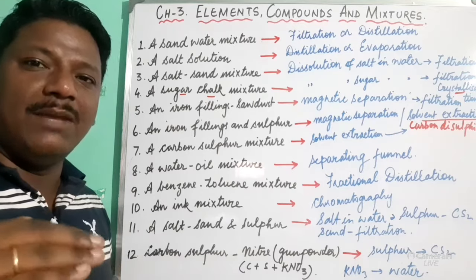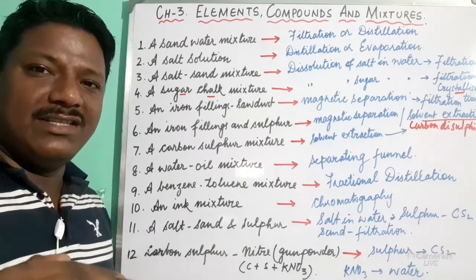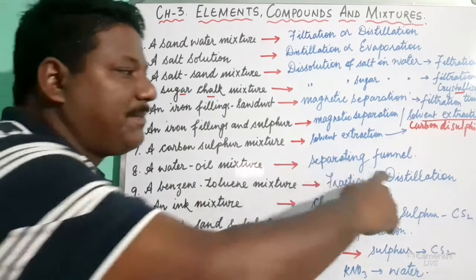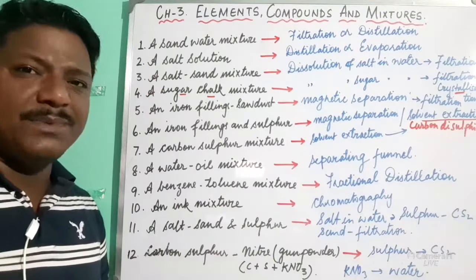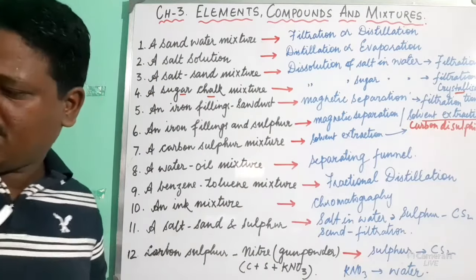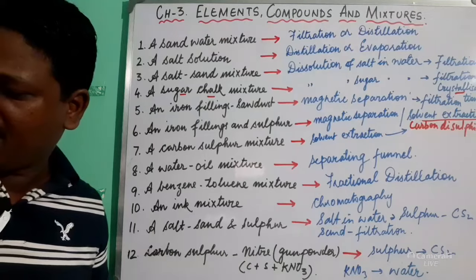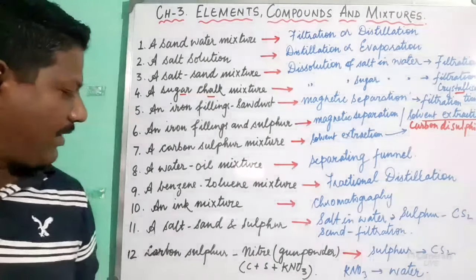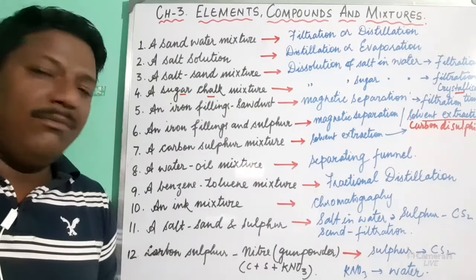So these are called immiscible liquids. They are immiscible and they can be separated with the separating funnel. Okay, separating funnel. Next we see a benzene toluene mixture.